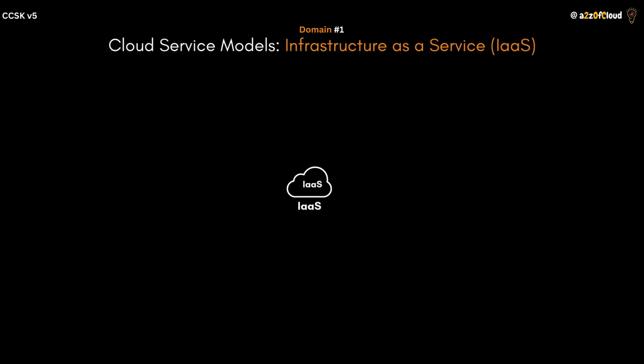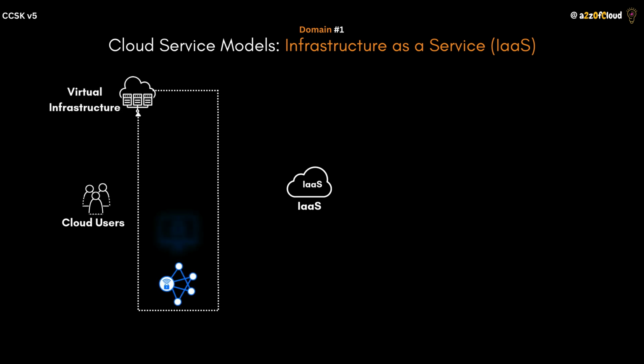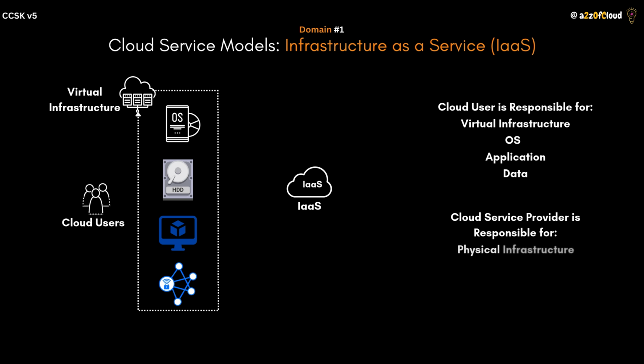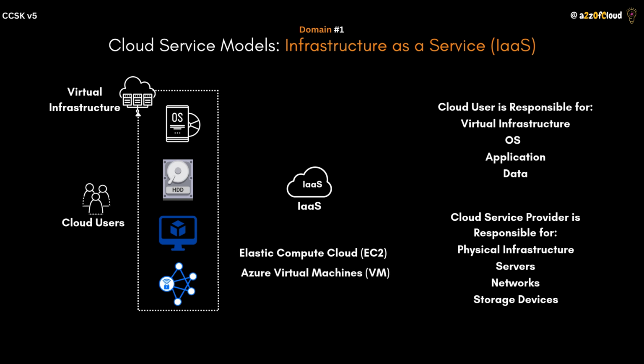In the infrastructure as a service model, cloud users have the ability to provision virtual infrastructure components, including network, compute, storage, and their chosen operating system. They can then deploy their applications and data. The responsibility for managing the virtual infrastructure, operating system, applications, and data lies with the cloud users. Meanwhile, the cloud service provider is responsible for the physical infrastructure, such as data center, physical servers, leased lines, physical networks, storage devices, and other hardware. Examples of infrastructure as a service are Elastic Compute Cloud, Azure Virtual Machines, Google Compute Engine.